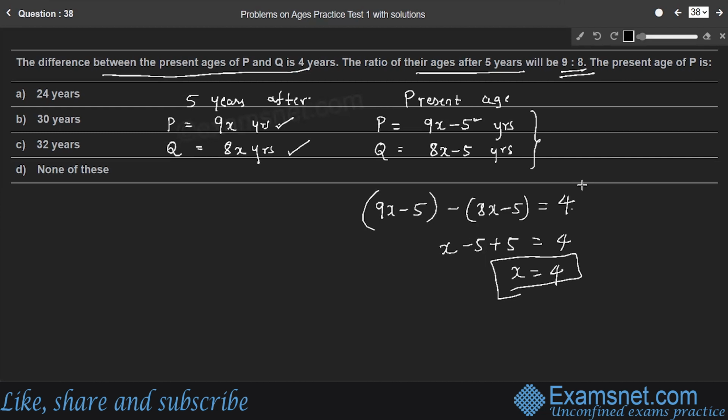Right? The question is the present age of P. At present, P is 9x minus 5 years old. So 9 into x, which is 4, minus 5. So 36 minus 5 is 31. So P is 31 years old, right? Among the 4 options, option D is the answer. Any method you can follow, either first or second method, so for the given question, option D is the right answer.